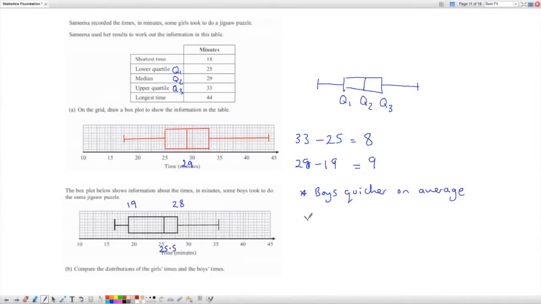Therefore, the boys' results are slightly more spread out than the girls. Here the interquartile range is 9 in comparison to 8. So secondly, the boys' results spread out slightly more than the girls. And we can see that by comparing the interquartile ranges.